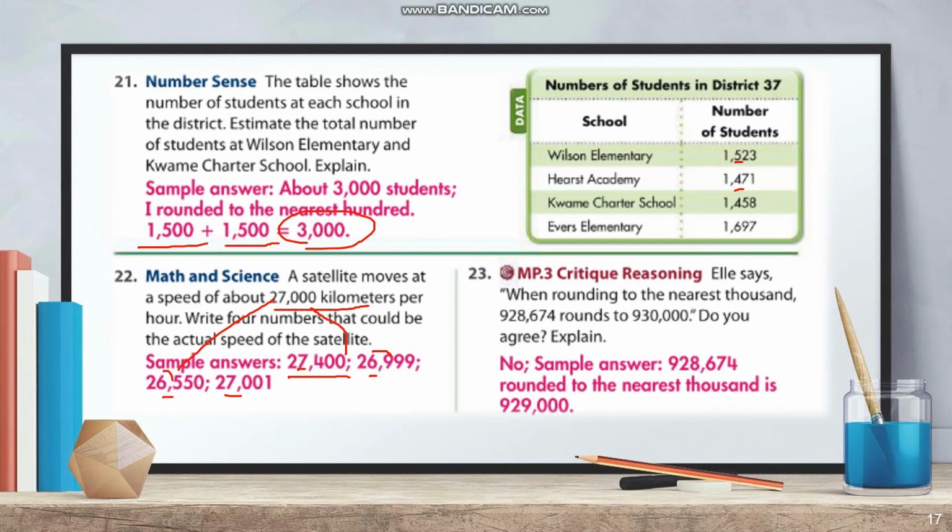Ellie says, when rounding to the nearest thousand, 928,674 rounds to 930,000. Do you agree? So the answer is no. Why? Where is the nearest thousand? The thousands place is 8. 8 is followed by 6, so 8 becomes 9, and the rest of the digits to its right become 0. So the answer must be 929,000, not 930,000, when you round to the nearest thousand.